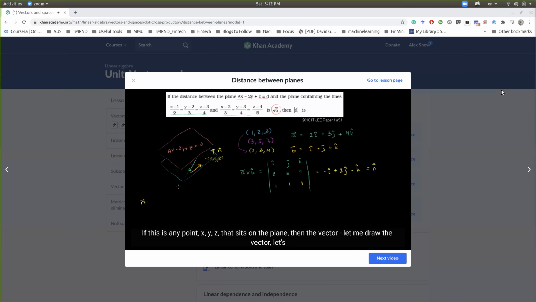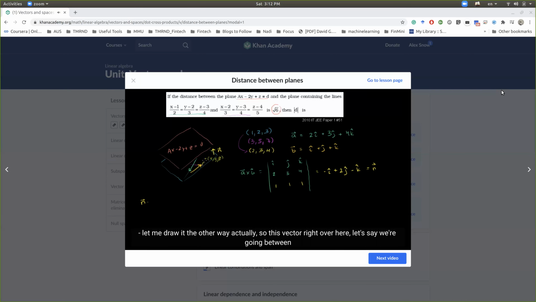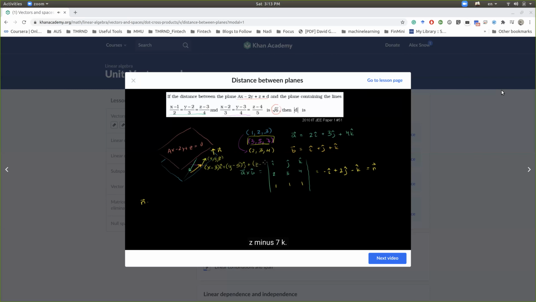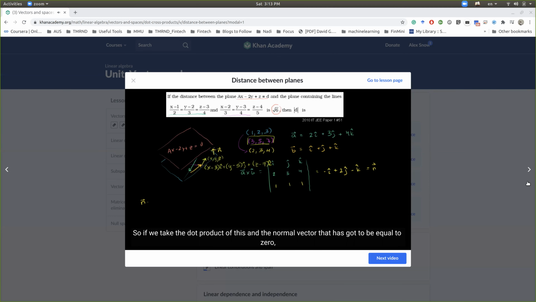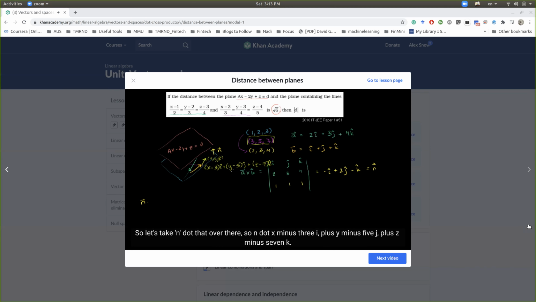If this is any point x, y, z that sits on the plane, then the vector, let me draw it, let's say we're going between this point and x, y, z. This vector right here is going to be x minus 3 i plus y minus 5 j plus z minus 7 k. It sits on the plane, assuming x, y, and z sit on the plane. So if we take the dot product of this and the normal vector, that has got to be equal to 0 because it sits on the plane, and then we'll have our equation. So let's take n dot x minus 3i plus y minus 5j plus z minus 7k.